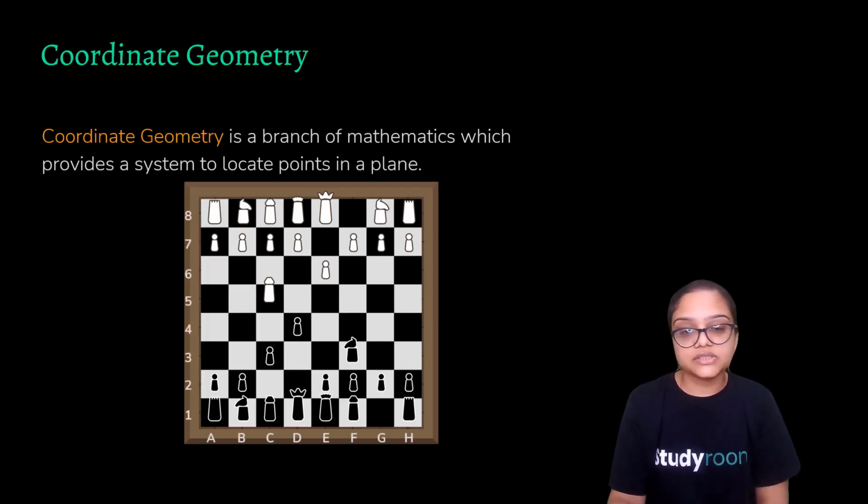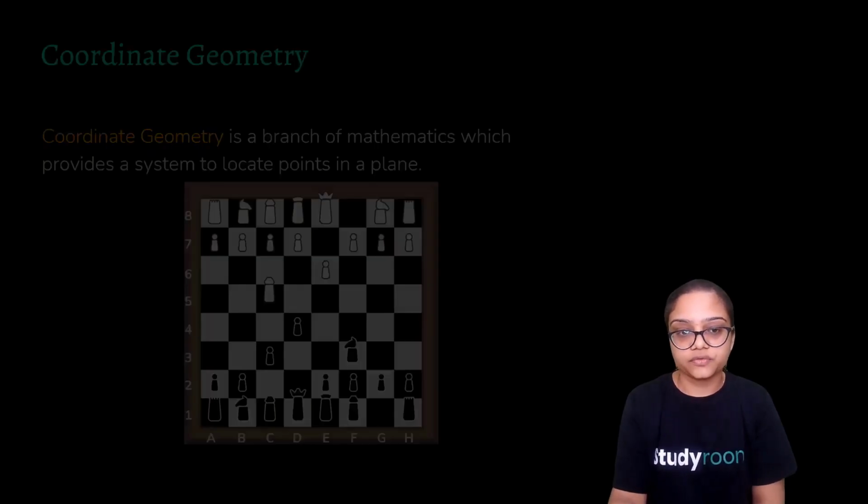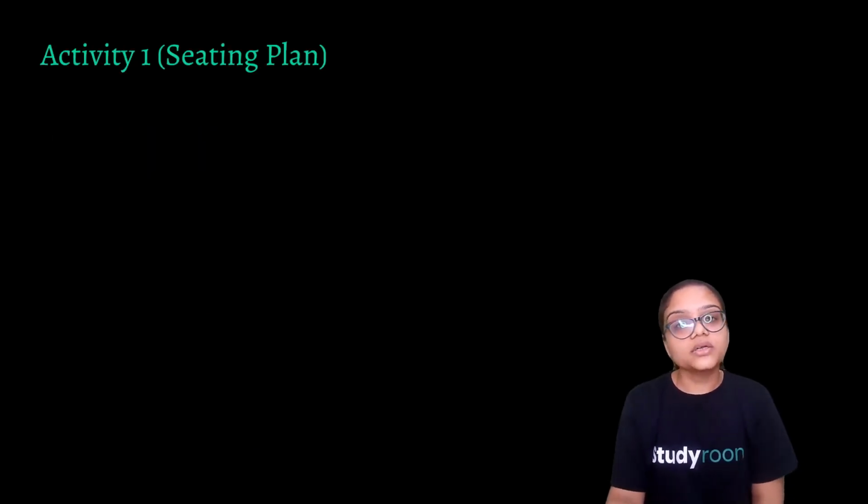Now see the chessboard in front of you. There are two directions. One is A, B, C, D along the lower direction, and the second one is the up direction, 1, 2, 3, 4, 5, 6, 7. So this is called 2D plane.